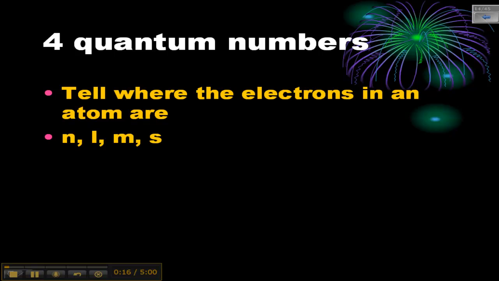Before we can really start talking about orbital diagrams, we need to talk about the 4 quantum numbers. The 4 quantum numbers basically are a set of directions that tell us where the electrons are in an atom. And there are 4 of them. They're represented by N, L, M, and S. So you're going to need to be familiar with what each one of these stands for.